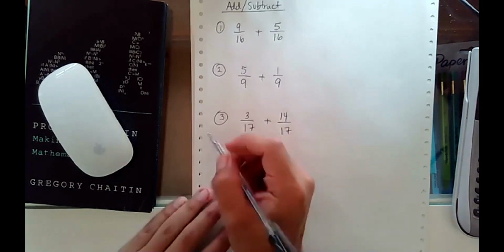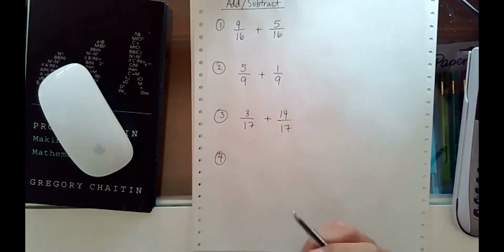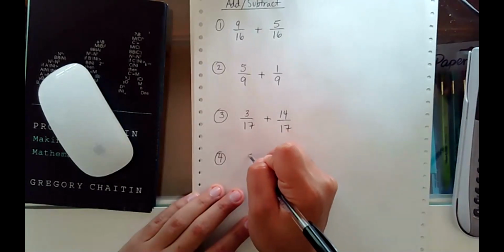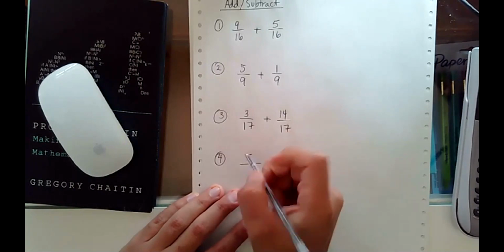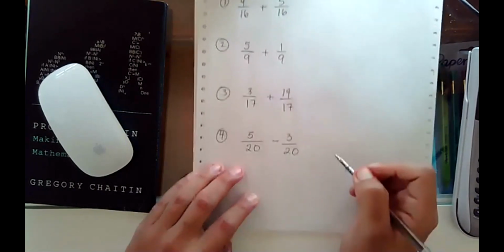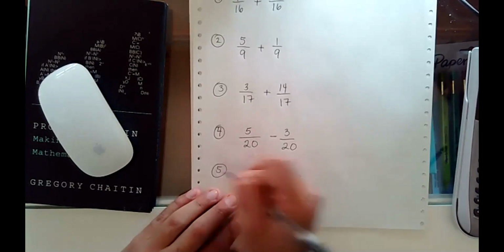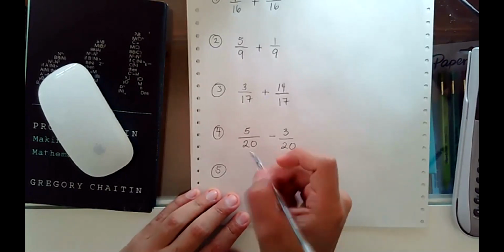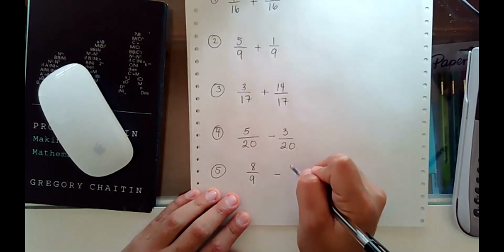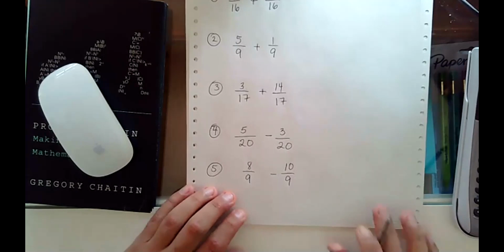I should throw a subtraction problem in here for good measure, but it's the same. Let's do 5/20 minus 3/20, and then just to mix it up, 8/9 minus 10/9.